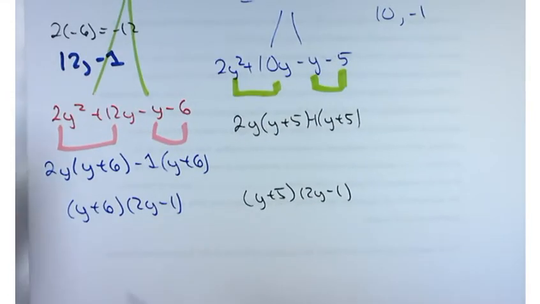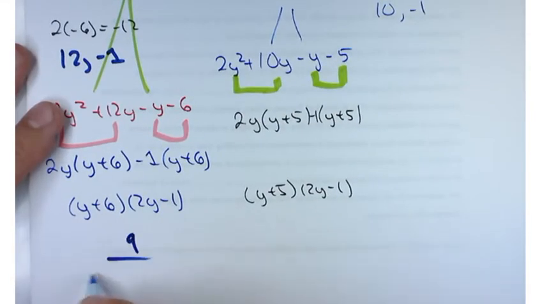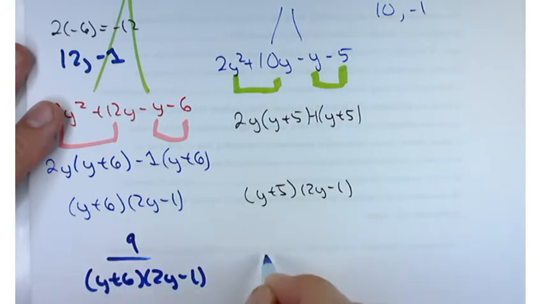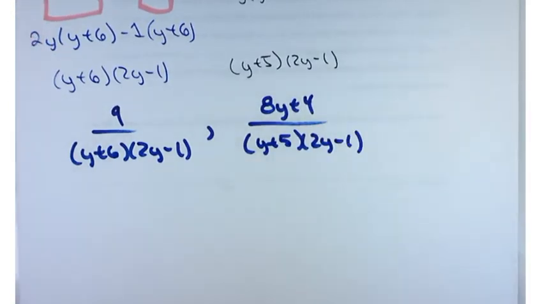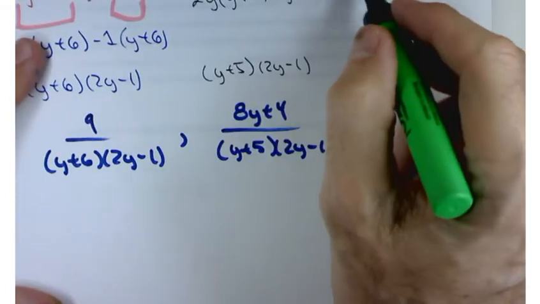Let's take stock of where we're at. We've got 9 over y plus 6 times 2y minus 1 and 8y plus 4. Again, over a factored version of this would be y plus 5 times 2y minus 1. Now for this part, we don't really care what the numerators are. It's all just about the denominators. So let's look at the denominators and see if we can figure out what the LCD is.